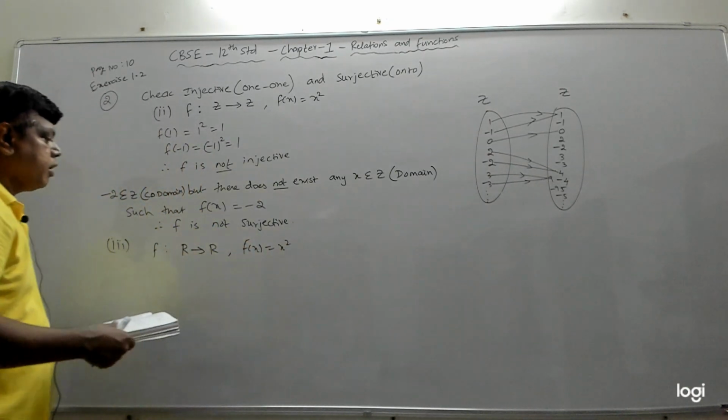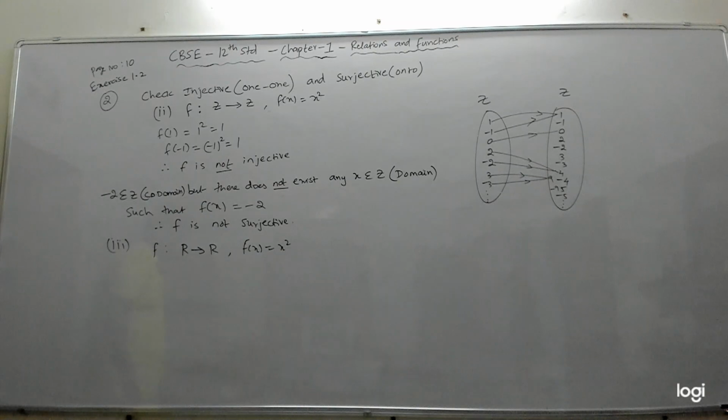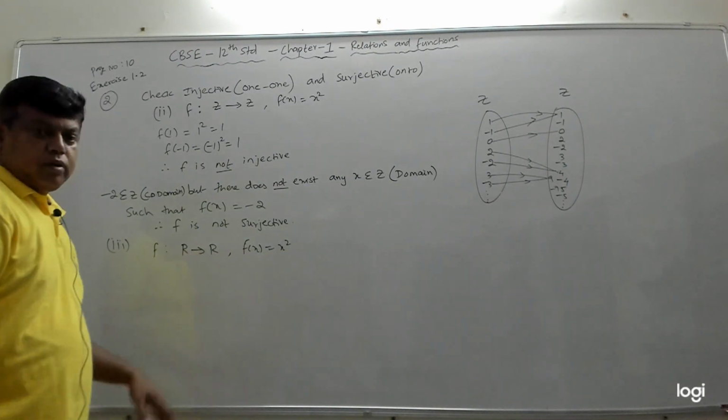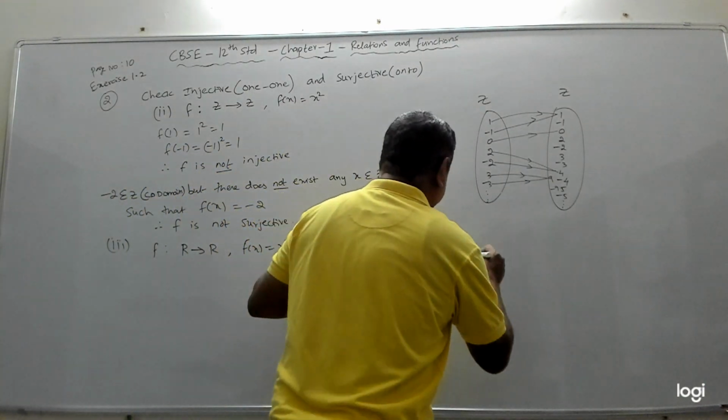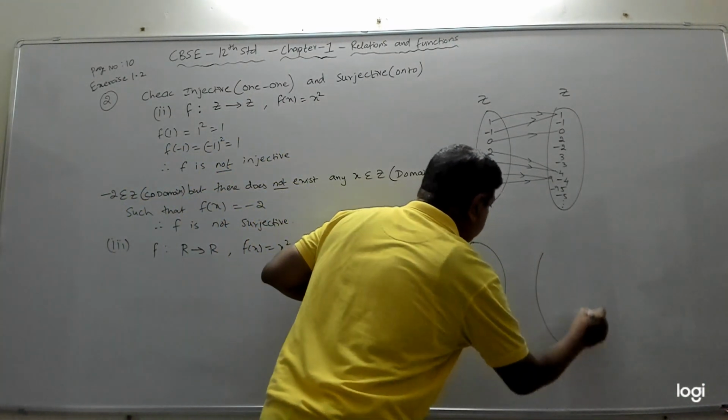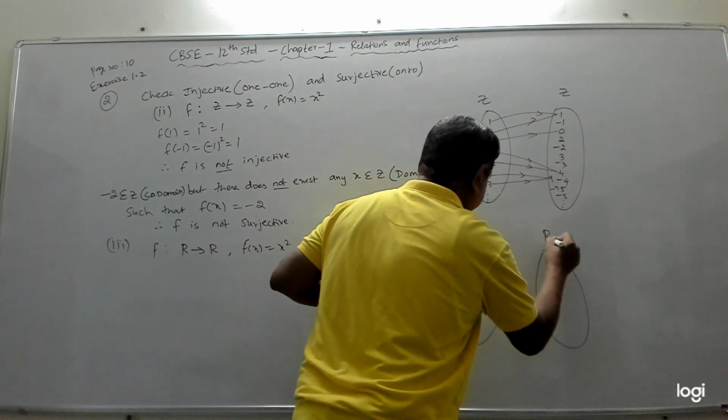f of x equal to x square. Again, we have to check whether f is 1 to 1 and onto, which means injective and surjective or not. So again, if I draw the diagram, this is R, this is also R. So R will have what?